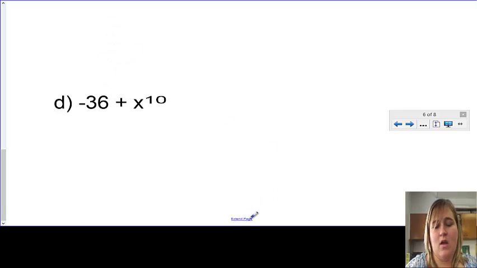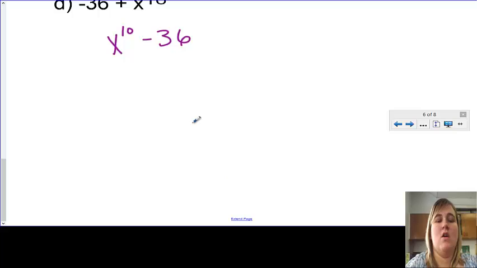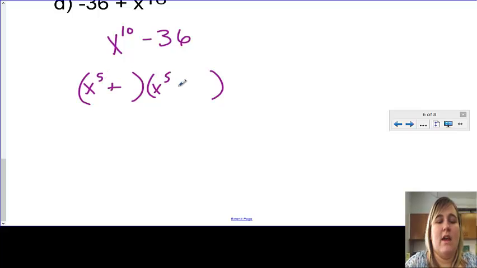No go. On D, I don't have a difference the way it's written, but I need to write it in standard form, which would be x to the 10th minus 36. Now I do have a difference, and I have two squares. So I'm going to write my parentheses. The square root of x to the 10th is x to the 5th. I have plus and I have minus. The square root of 36 is 6. I have a final answer.